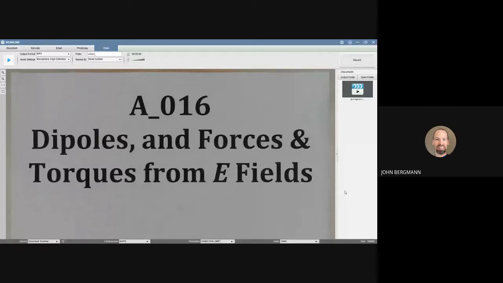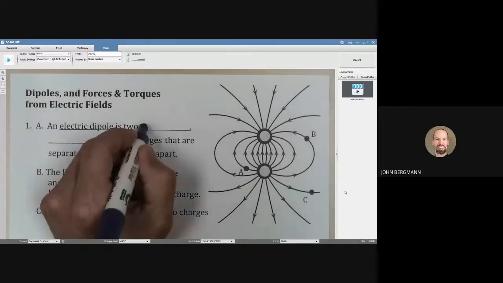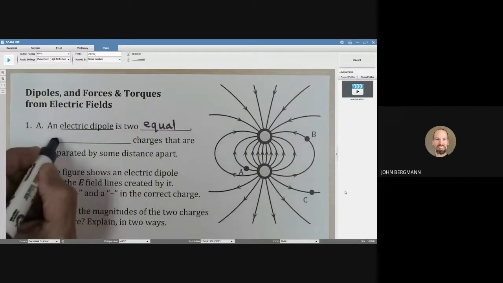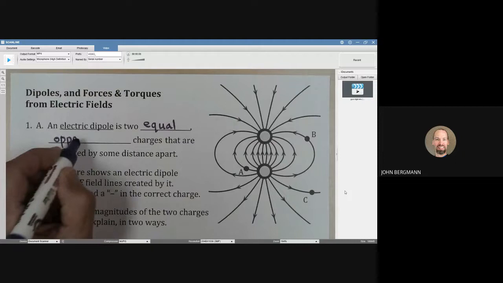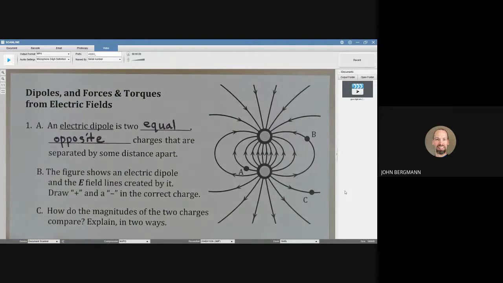Here we're going to go through dipoles and forces and torques from electric fields. An electric dipole is two equal opposite charges that are separated by some distance apart. So that's what we mean by a dipole. Two charges that are equal and opposite to each other.